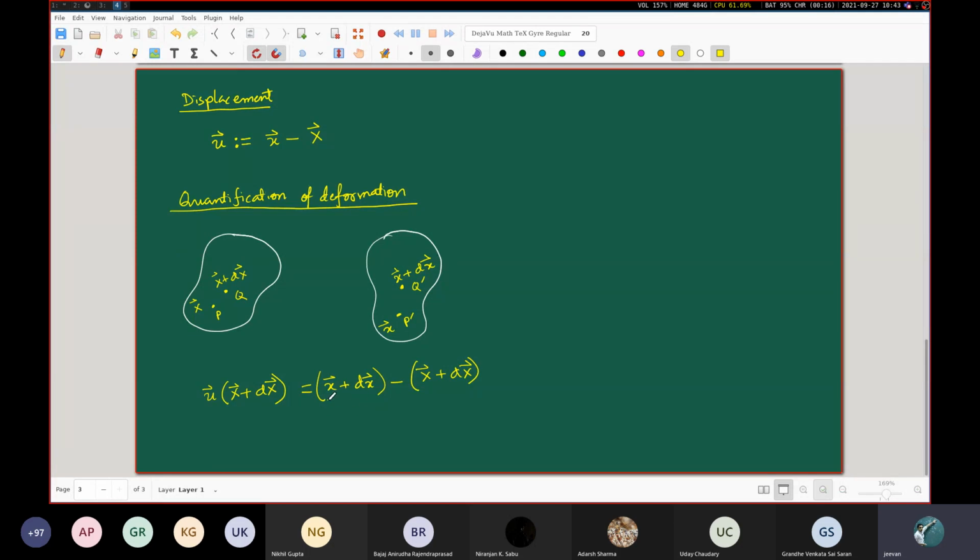Now you quickly note that this small x minus this capital X, what is that? That is u, u of capital X. Exactly. So this is u vector, a function of the position vector capital X vector. So this is basically the displacement vector associated with the point P. Okay, so from here what we obtain is this, just a different way of writing the same equation by transposing the terms.